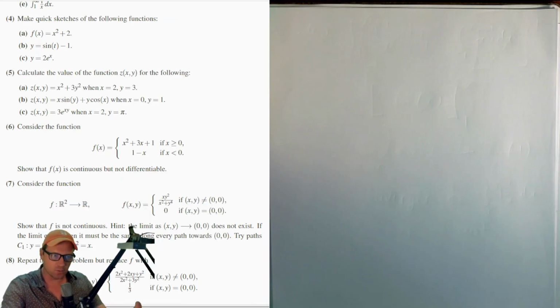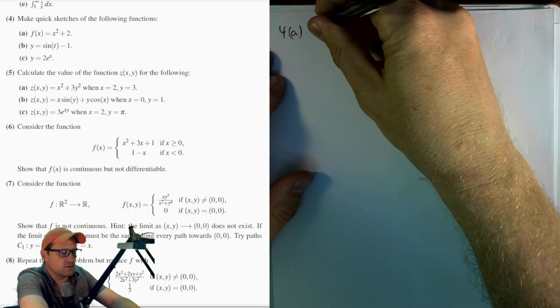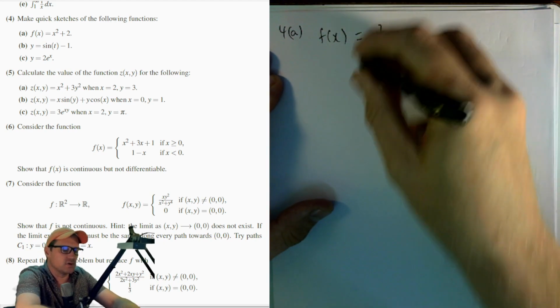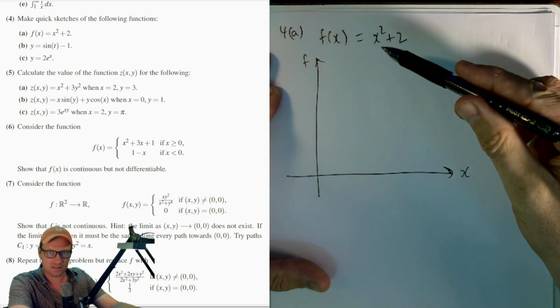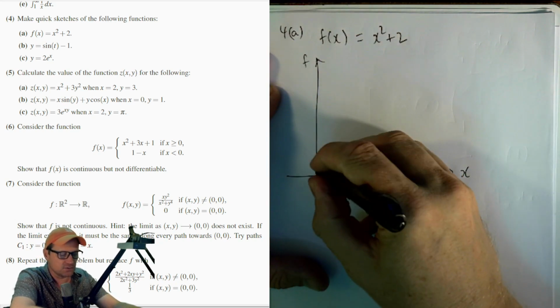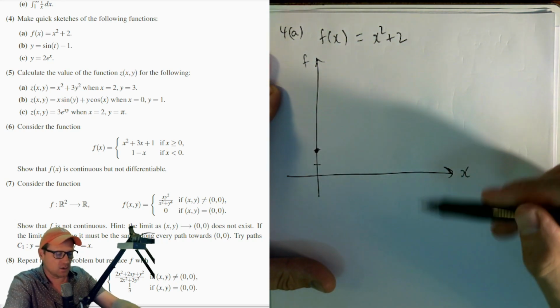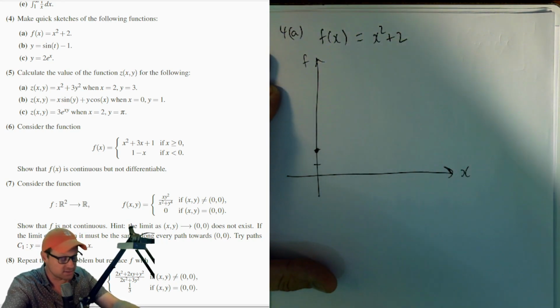Okay, question 4. Make a quick sketch of the following function. So for a, we have f of x is x squared plus 2. So to sketch this one, well, when x is 0, we have 2. So 1, 2. So let's put a point there. And then when x is 1, we have 2 plus 1 squared is 3.